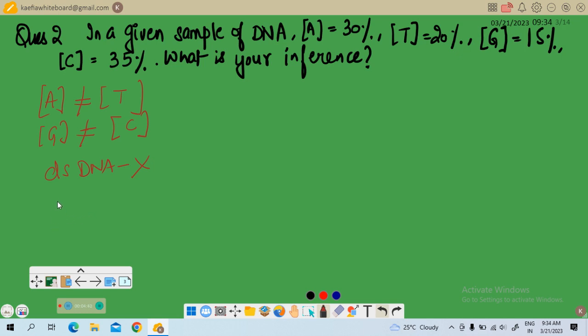Now let's check about RNA. This is not RNA because uracil is not given, thymine is given. In RNA we have uracil, so it is not an RNA. So that means if it's not DNA and it's not RNA, then this is a single stranded DNA. So our inference is that this is a single stranded DNA. Okay, now coming to the next question.